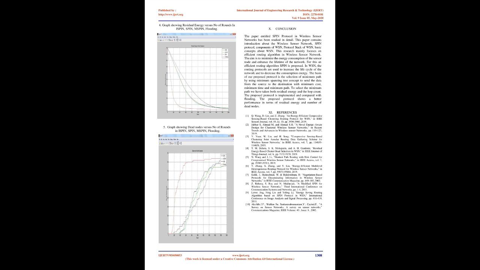In WSN, the routing protocols are used to increase the life cycle of the network and to decrease the energy consumption. The basis of our proposed protocol is the selection of minimum path by using the minimum spanning tree concept to send the data from the source to the destination with minimum cost, minimum time, and minimum path. To select the minimum path, we have taken both residual energy and the hop count. The proposed protocol is implemented and compared with flooding. The proposed protocol shows a better performance in terms of residual energy and number of dead nodes.